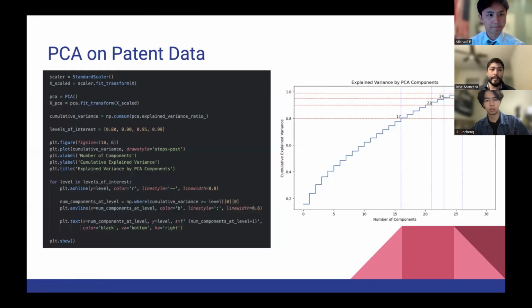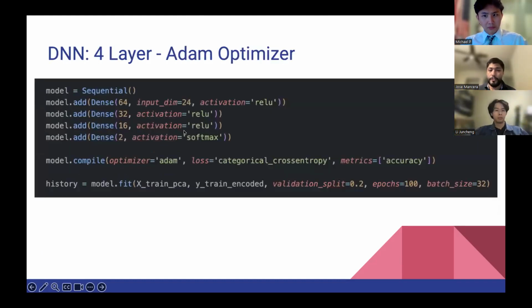And then on our data set, we did PCA, a way to transform our data into a lower dimension. With that, we ran different levels of interest to see how many components capture how much variance relative to the PCs, or the axes. We ended up going with 24 dimensions because that captured about 95%. You can see that here. And then the first model we ran was with the Adam optimizer.